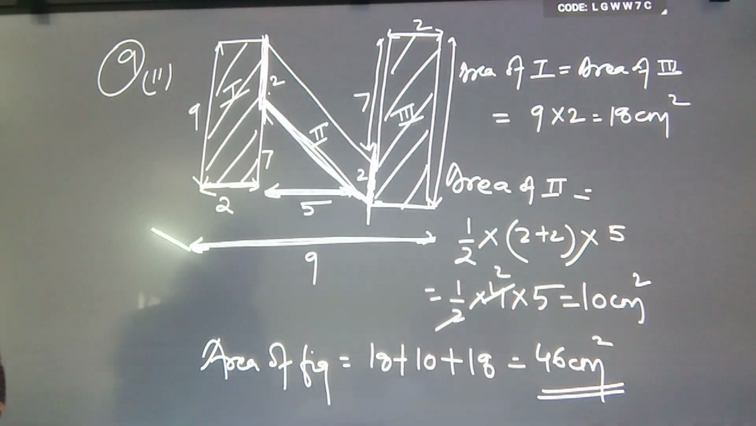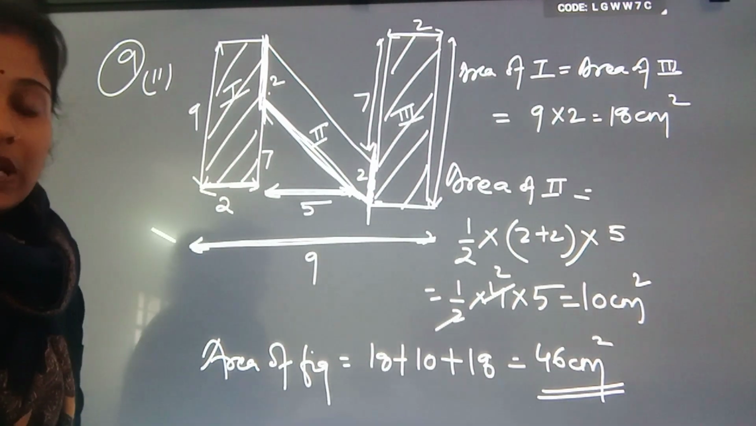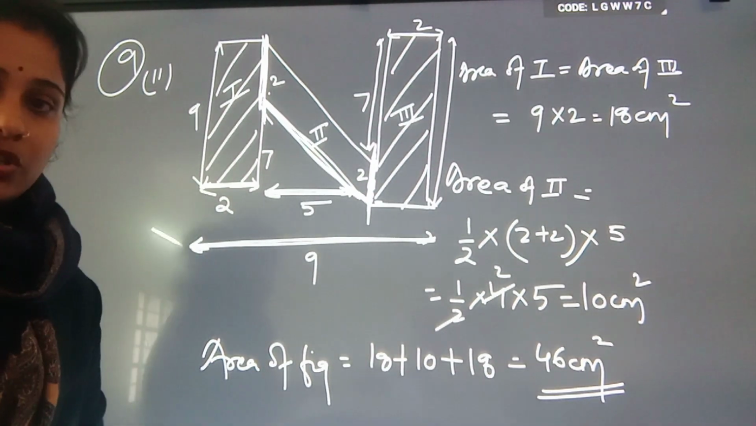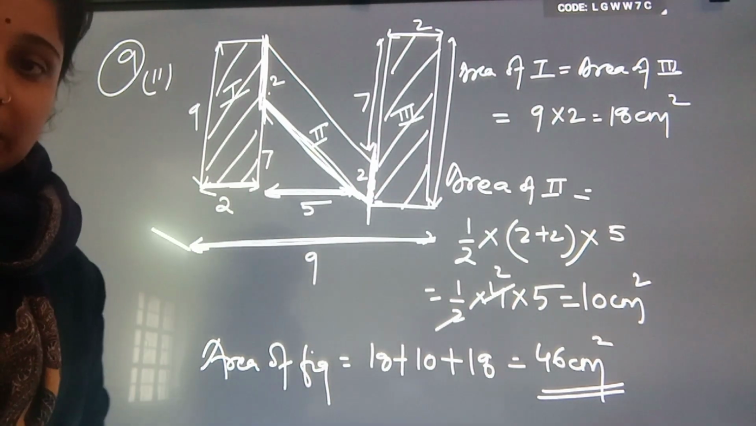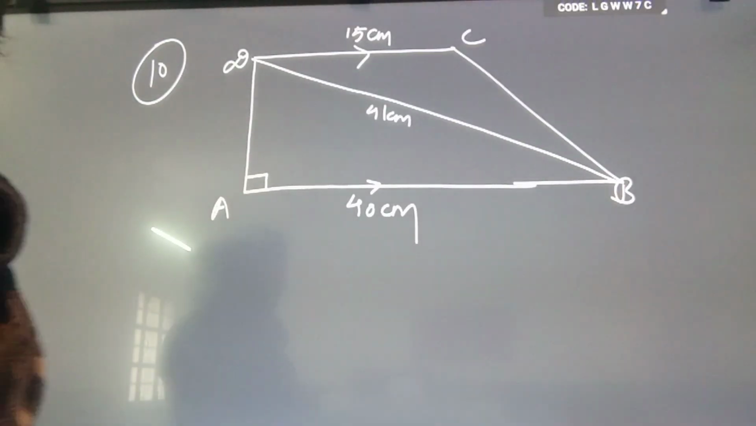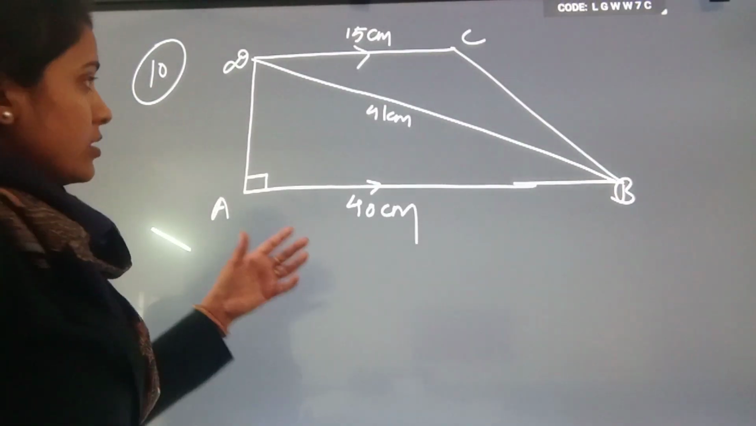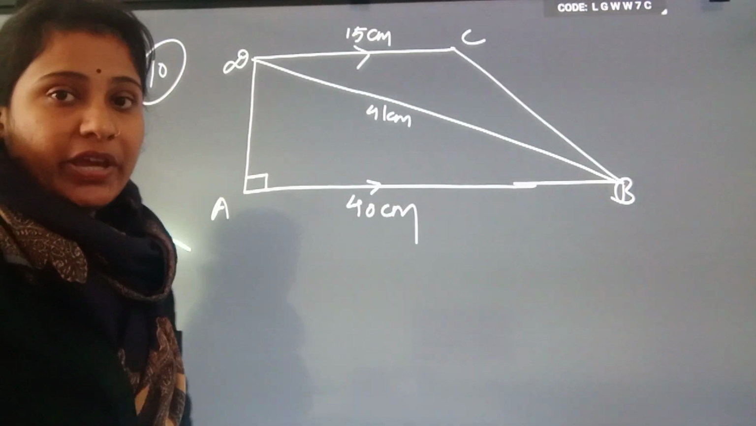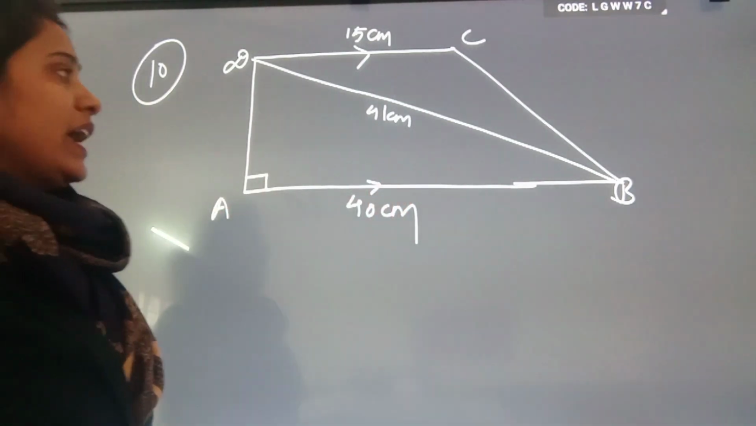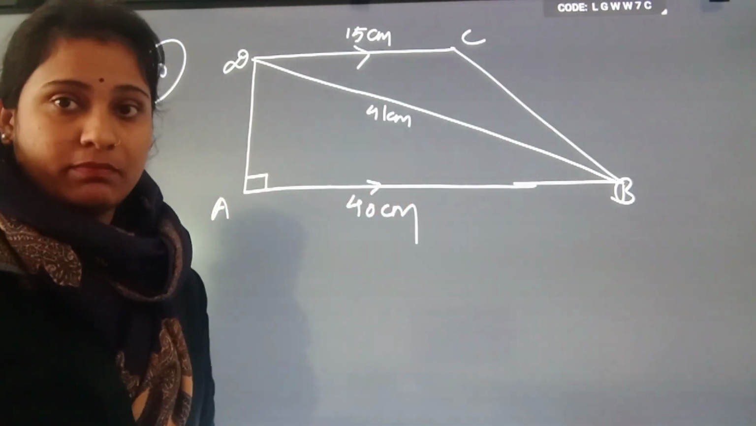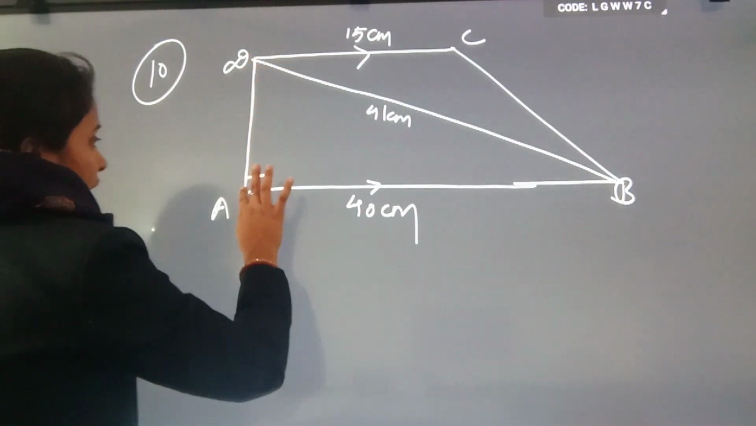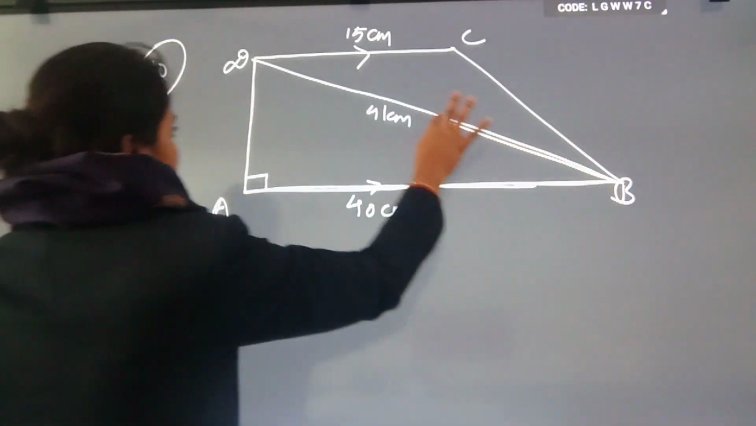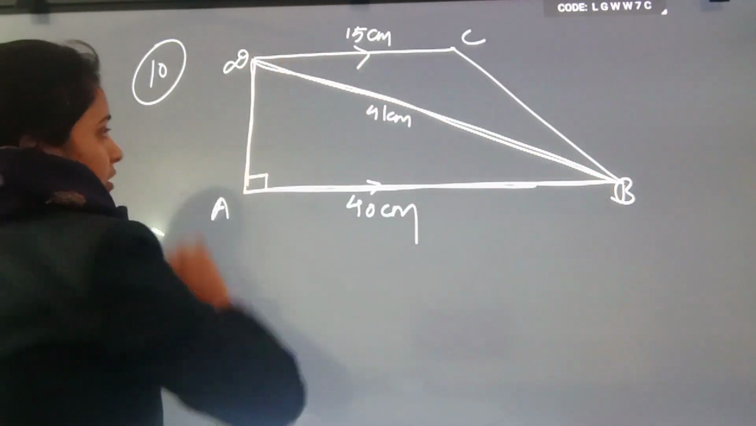Okay. Now, let us move to the last question of today's class, that is question number 10. In question number 10, this is the given figure. The whole figure is in the shape of a trapezium, and this A, B, D is in the shape of a triangle.